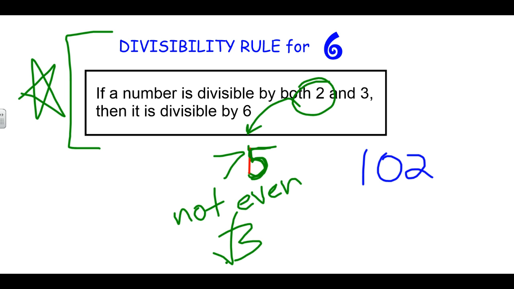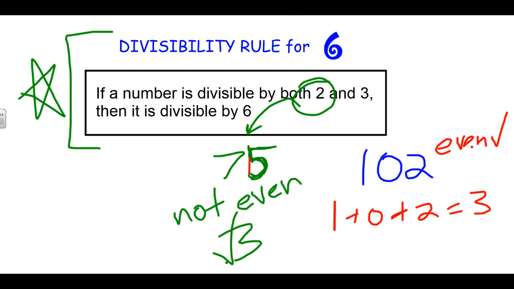For 102, it is even, so that works. It's divisible by 2, and 1 plus 0 plus 2 is 3, so therefore it is divisible by 3, and since it is divisible by 2 and 3, it is divisible by 6.